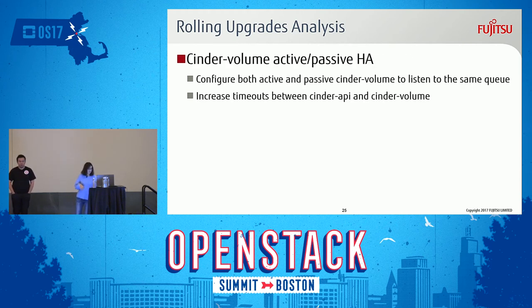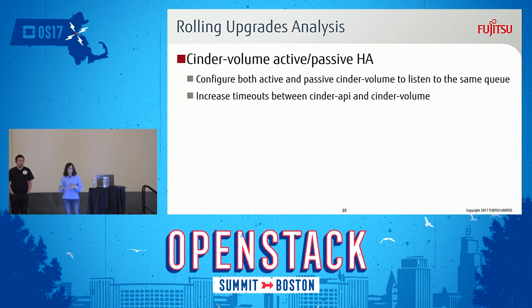And also, as I briefly mentioned earlier, Cinder volume now only supports active-passive HA mode, although the community is working hard to get to a truly active-active HA mode, but we are not there yet. So we have some options to try to minimize the downtime while we are bringing up the passive node and shutting down the active node. The first one is we can configure both active and passive Cinder volume to listen to the same queue, so that when we shut down the active one, the passive one, once it is ready, can read from the same queue seamlessly.